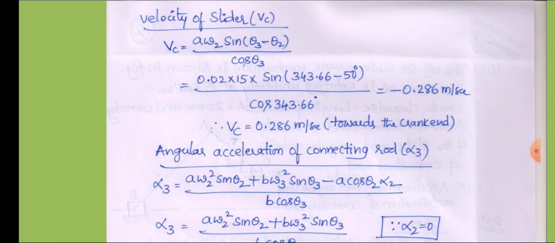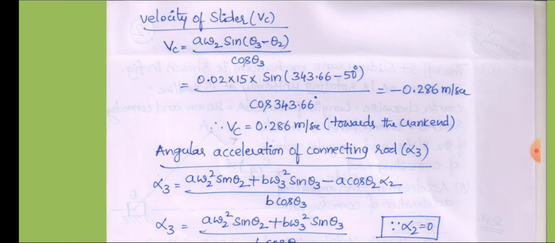0.286 is the value, because it is a velocity, meaning linear velocity, so the units are meters per second. Angular means then only it goes radians. Next, therefore, the velocity of slider VC is equal to, I am going to write only the figures, 0.286 meters per second in the bracket. Because it is negative, I will write that the slider is moving towards the crank end. If it is positive, the slider will move away from the crank end. So like that I have completed the velocities.